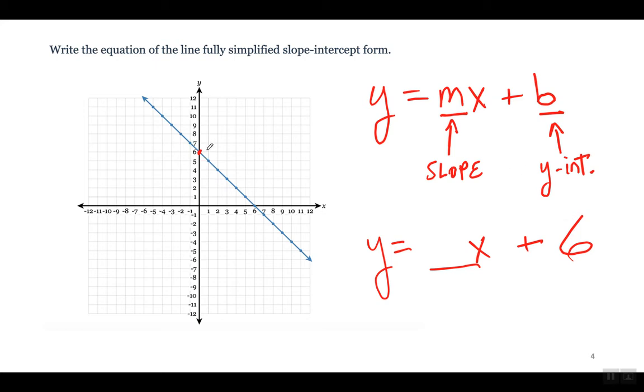Now for the slope, all right? For the slope, you could pick any 2 points that are on the line, and they're all going to give you the same answer, all right?